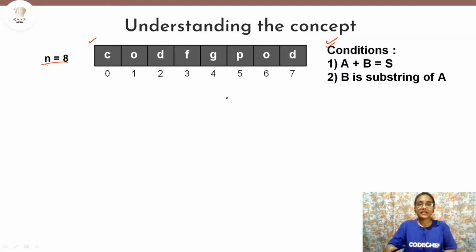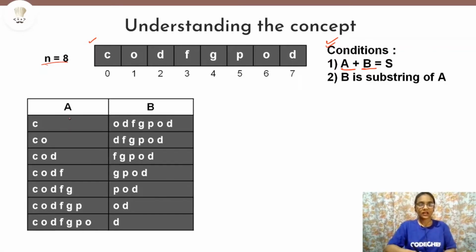So let us find out how we can do that in a very simple way. I know the first thing that will come to your mind is that we can check for all the possibilities of A and B and then decide whether we can divide the string in such a way that B must be a substring of A. So let us see what will be the possibilities of A and B. What I have done here is that I have divided string S into A and B in all possible ways. So what are the possible ways?